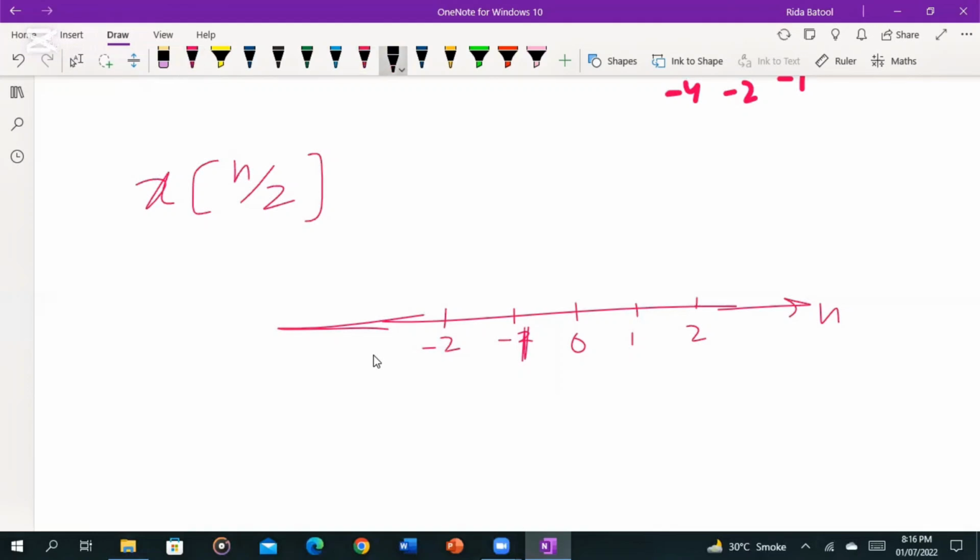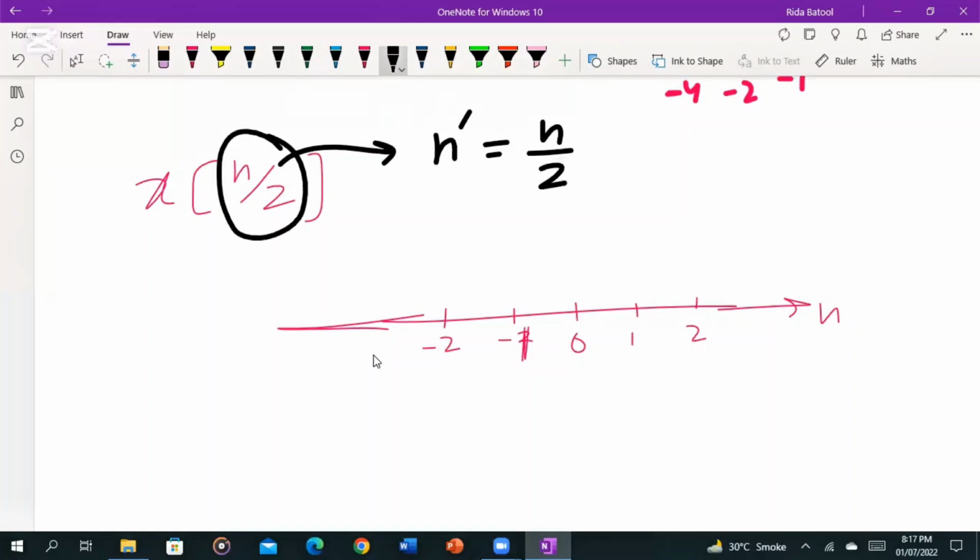What you have to do is take it equal to a dummy variable. You cannot use k, you can use any other variable, for example n1 or n prime. Let's take n prime. Now you have to take it equal to n prime, then you have to make n the subject of the formula. You have to make this n the subject. How? This 2 will go there.